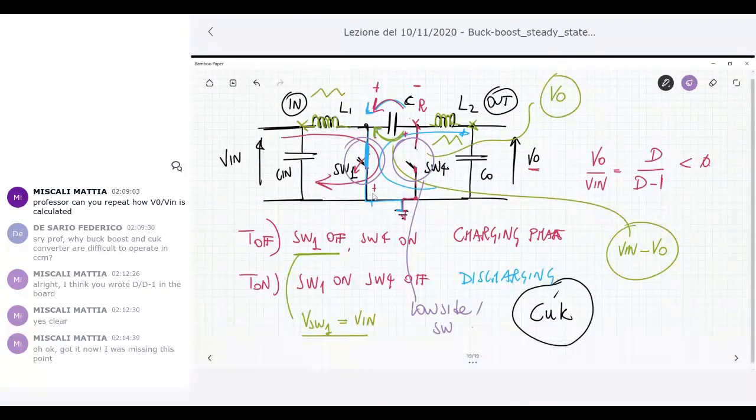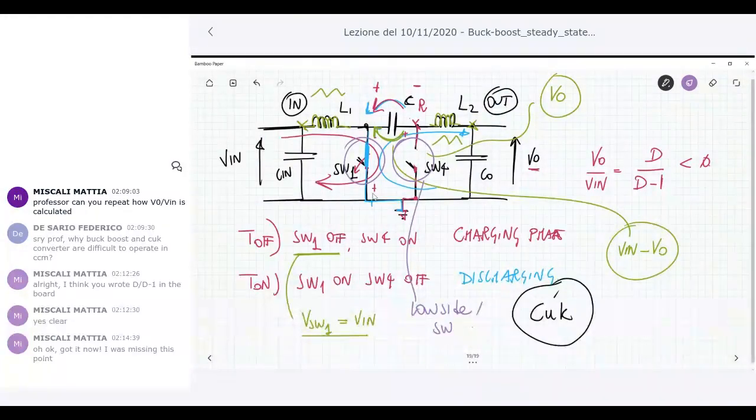Again, we have to say that we have some difficulties, like the buck boost, in making this circuit operate stably in CCM. So the same drawback.